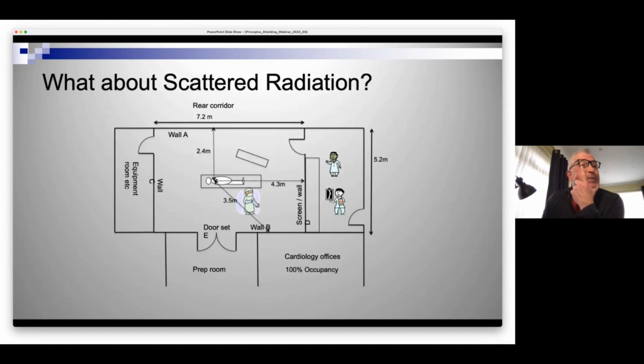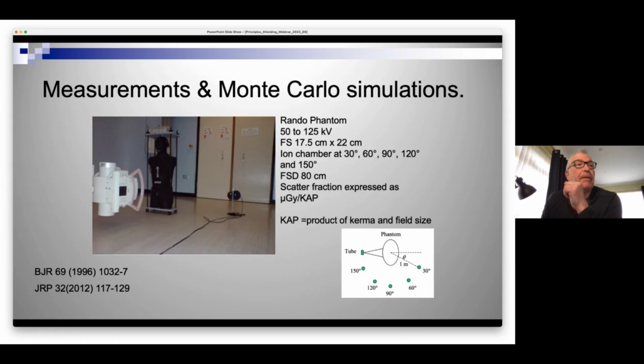What about scatter? Scatter's everywhere, and it's much more complicated to predict than primary radiation. It's ruled by the Compton effect, the Klein-Nishina equation, pretty insoluble in terms of anything analytical. So we resorted to making measurements and doing Monte Carlo simulations. This just shows what we did.